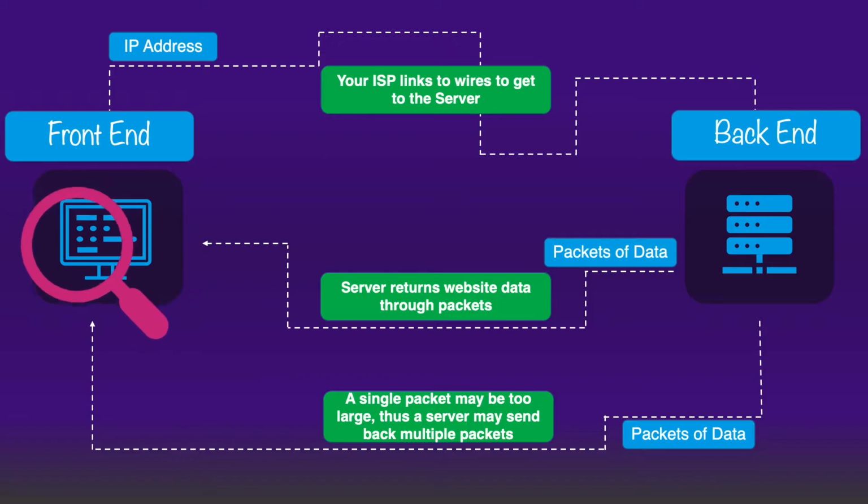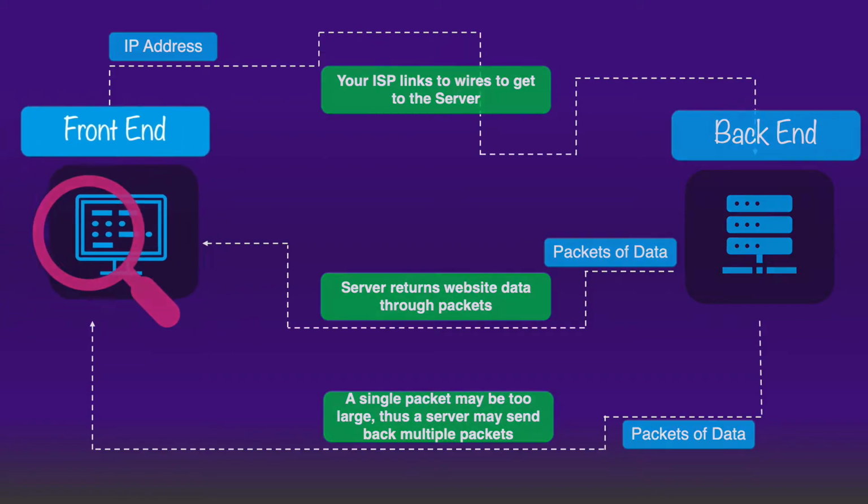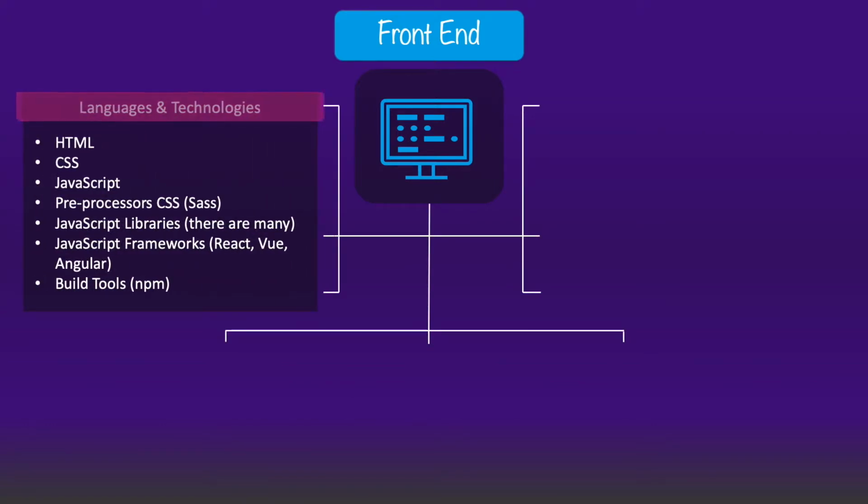So let's investigate the front end and see what the front end is all about. The front end actually uses many different types of languages and technologies. It uses HTML, CSS, and JavaScript. Those three languages are your bread and butter as a front end developer. It also uses CSS preprocessors like Sass that make CSS easier. There are many JavaScript libraries. There are many JavaScript frameworks. The top three are React, Vue, and Angular. Yes, React is actually a library, but for this example, we'll keep it in the framework section. And you'll also have to know a lot of web development build tools like Node Package Manager.